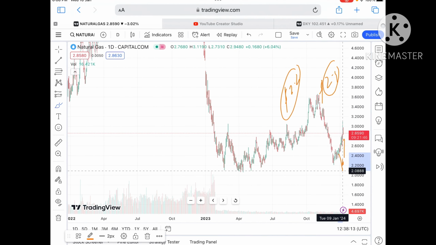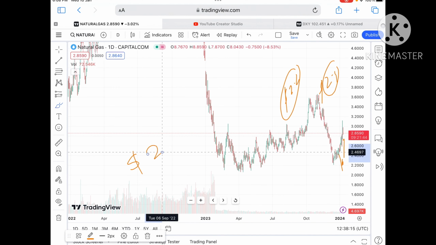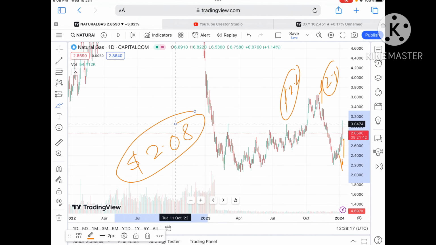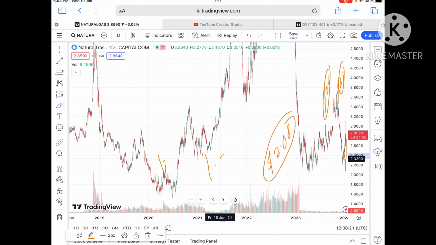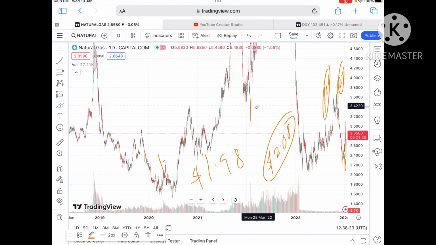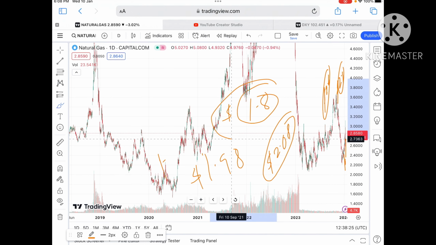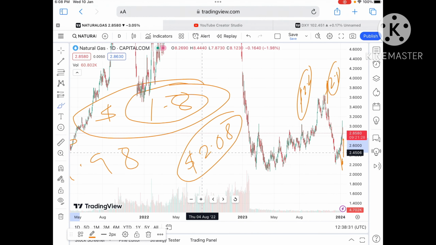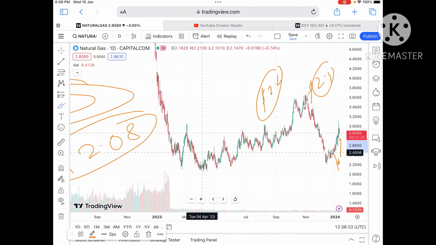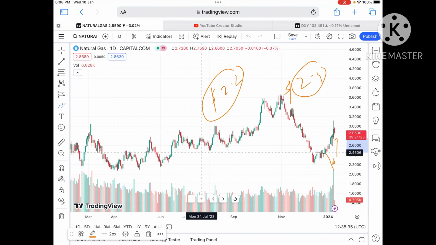Once the price moves below a level of 2.2, we can see a further downfall, and from there it will move below a level of $2.08, then touch a level of around $1.98, and from there a probability of touching a level of 1.8. Once the price moves below this zone, we can see a further fall in the price of natural gas.